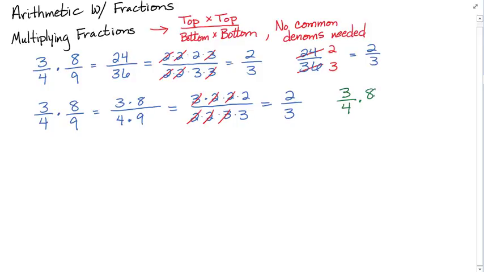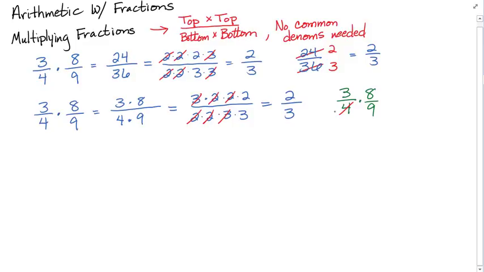3/4 times 8/9. Now, some people refer to this as cross cancellation, and what that means is before I multiply, so again, what I'm trying to do is simplify. Before I multiply, I look at the two numbers there, the bottom of one and the top of the other fraction, and I ask, okay, is there any common factor between 4 and 8? Well, sure, they both are divisible by 4. So let's do that. Let's divide both by 4.